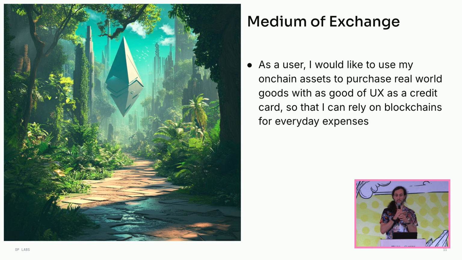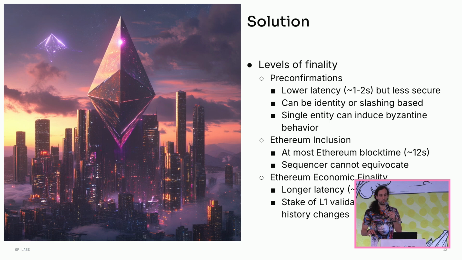Okay, so let's talk about medium of exchange. As a user, I'd like to send my on-chain assets to purchase real-world goods with as good of a UX as a credit card, so that I can rely on blockchains for everyday expenses. This is a real everyday use case for blockchains. The reality is that we cannot finalize blockchains basically instantly. There are trade-offs. So we have this idea of levels of finality. People talk about pre-confirmations, right?